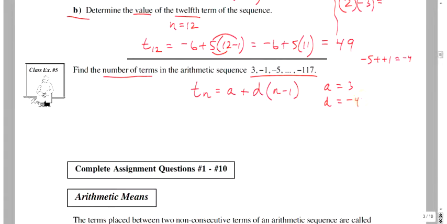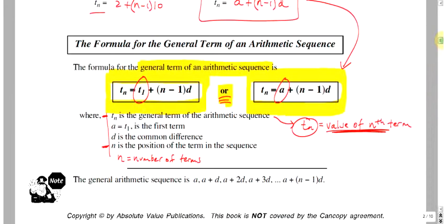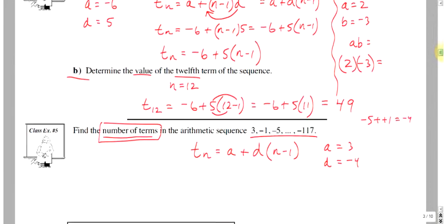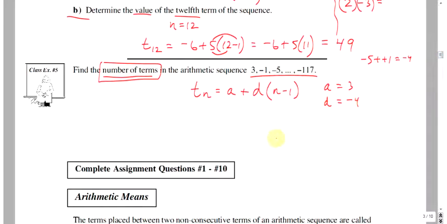Are we trying to find n or t to the n? I don't believe him. Let's go back up, and see a number of terms here anywhere? Oh, there it is. N's the number of terms. I want to find n in this thing. It's buried in the center of this formula. But that's okay. I'm in Math 11. I know how to do this.